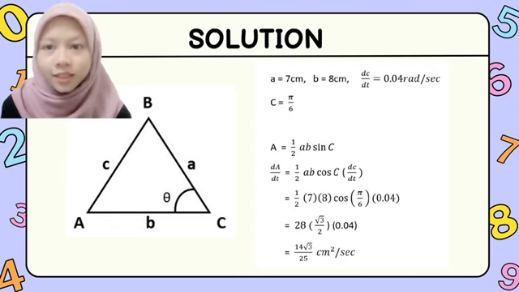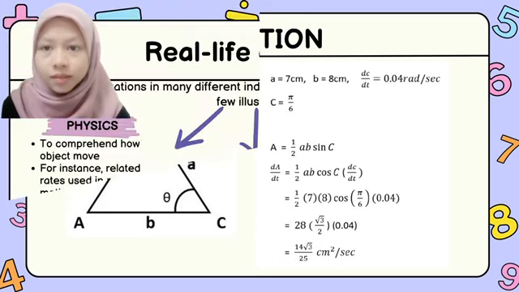Fill the formula with the inputs given, which is a is 7, b is 8, C is pi/6 and dC over dt is 0.04. And then we calculate them in radian to get the answer 1433/25 cm square per second, or in decimal 0.9699 cm square per second.